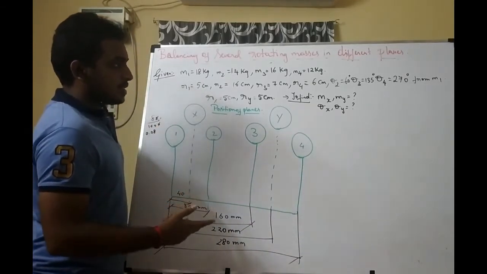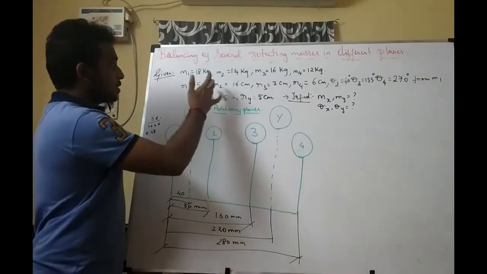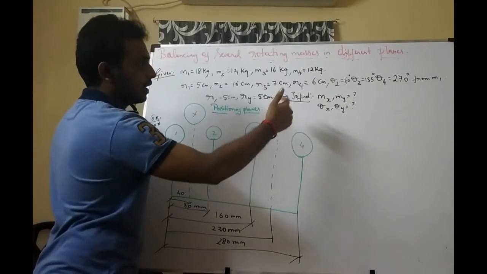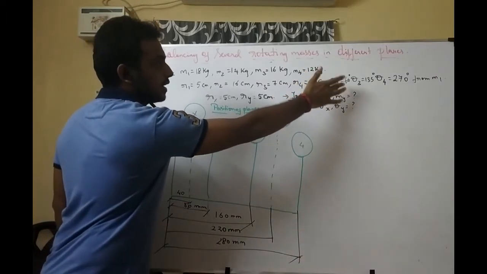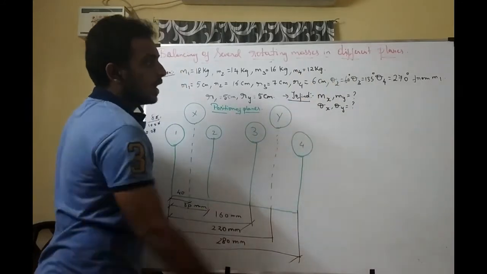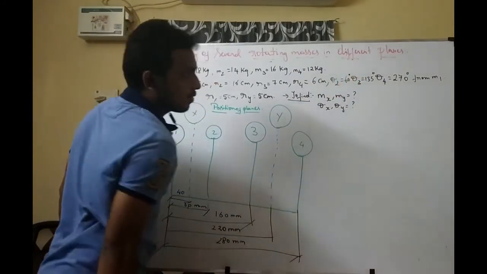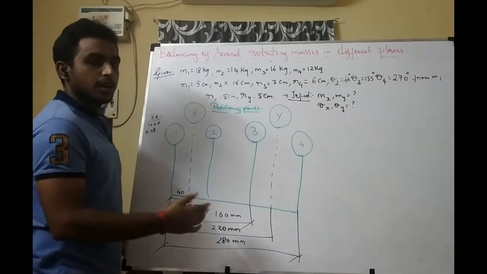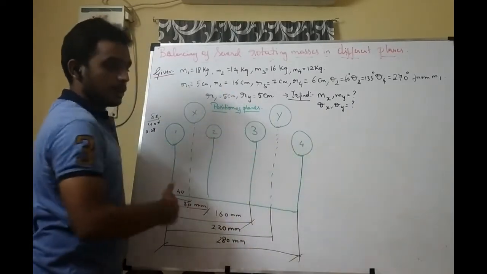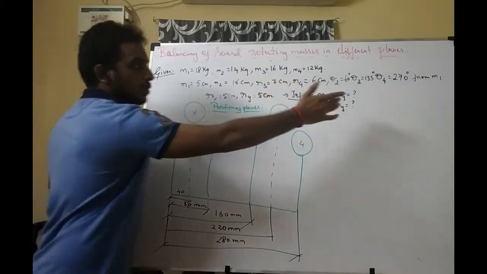Then I also said that M2 is located at 60 degree from M1, M3 is located at 135 degree from M1, and M4 is located at 270 degree from M1. There I said everything is located in the clockwise direction. All these masses have been located with respect to M1.